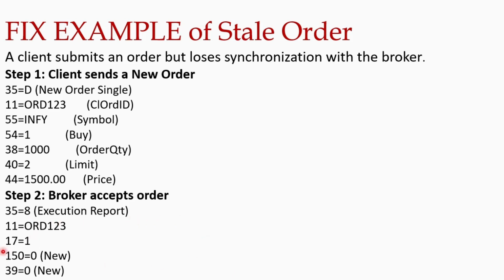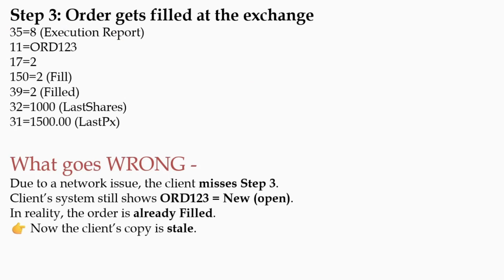So what is our step 2? The broker accepts the order. 35=8, an execution report, is sent by the broker with the same client order ID and the execution ID. With this execution report, 150=0 and status 39=0. At step 3, the order gets filled at the exchange with 35=8, 150=2 and 39=2, which indicates that the order is filled.